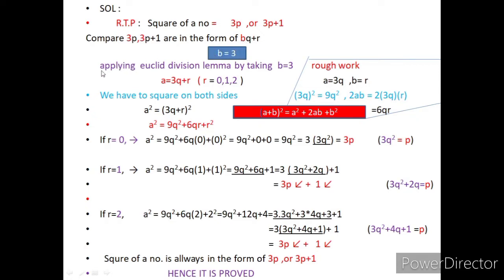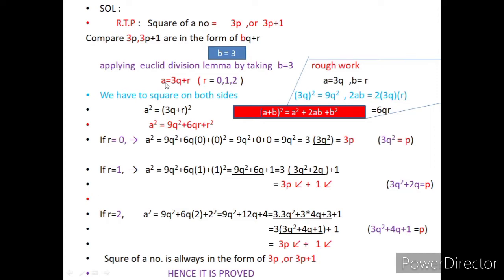Now I am going to apply Euclid division lemma by taking b equal to 3. Therefore, a is equal to 3q plus r. Since b is equal to 3, r can take values 0 to 2, only 3 values. Now, according to our RTP, we have to square the number. If I have a as a number, then you have to square the number.